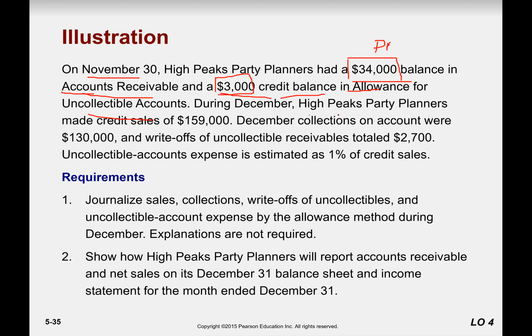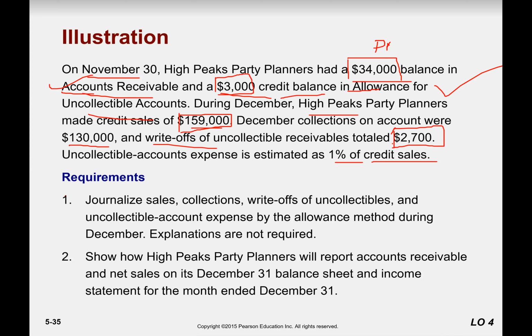During December, High Peaks Party Planners made credit sales of 159,000. December collections on accounts were 130,000, and write-offs of uncollectible receivables totaled 2,700. Remember, what is the entry for a write-off? You charge the write-off to the allowance and accounts receivable, right? And remember, uncollectible expense is estimated at 1% of credit sales. How much are the credit sales? 159,000. So we have all the data here.